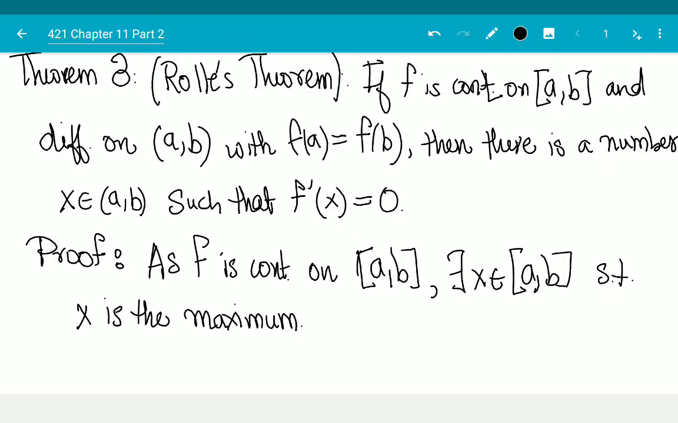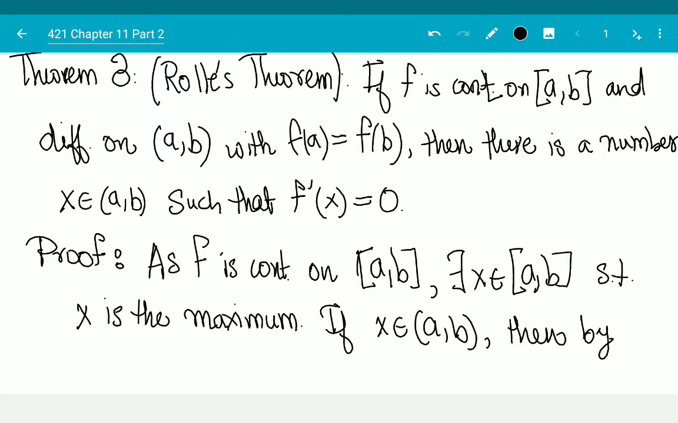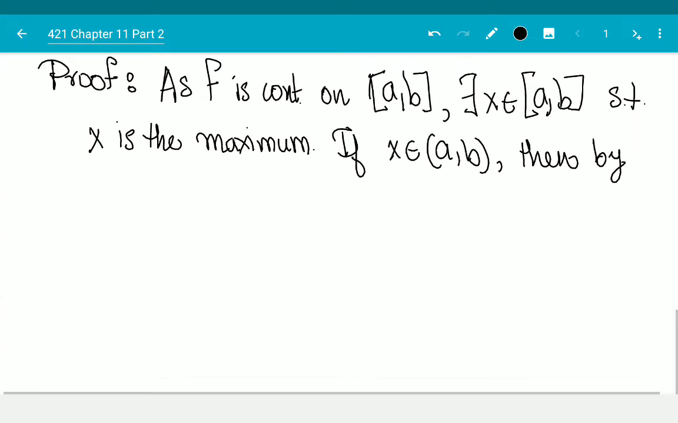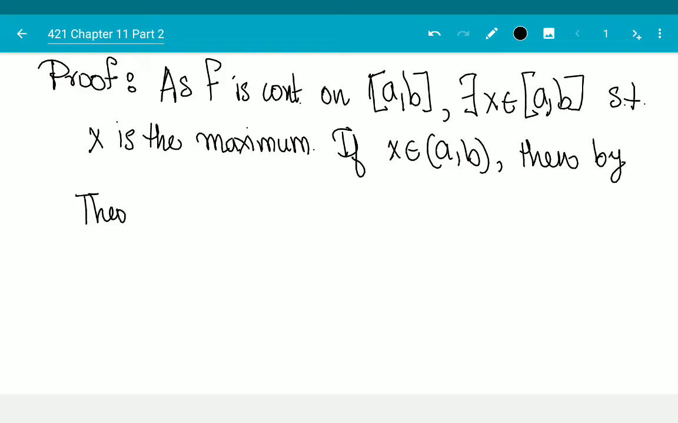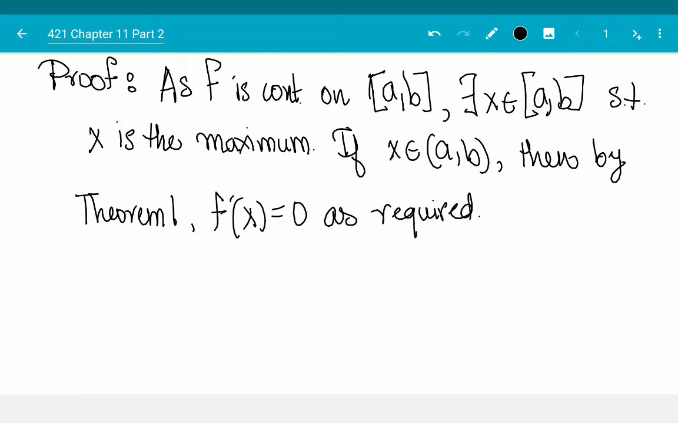Now, if it is not on the endpoints, if x is in the open interval (a, b), which is not the endpoints, then by theorem 1, f prime of x is equal to 0 as required, right?